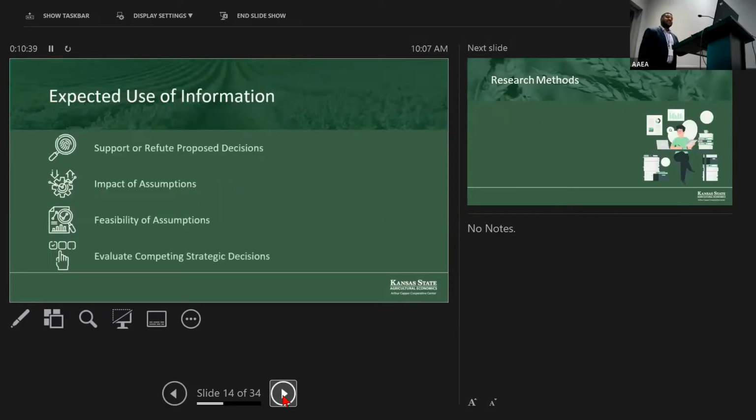Now, the information that comes out of this tool will be used to support or refute these decisions, assess the impact or the feasibility of assumptions. And lastly, given a set of competing strategic decisions, the tool will help the users identify the optimal decision, simply because now there is a quantitative element to it.